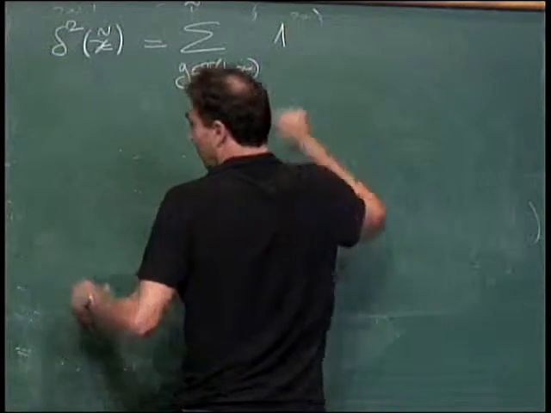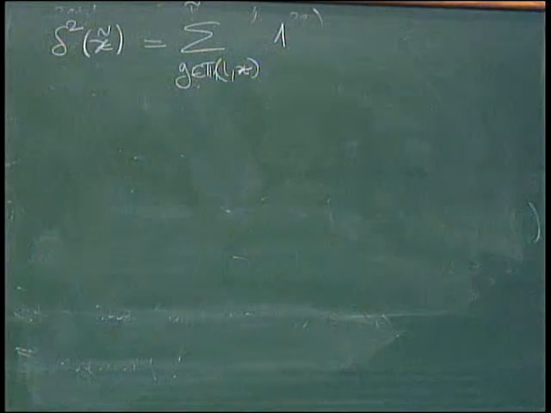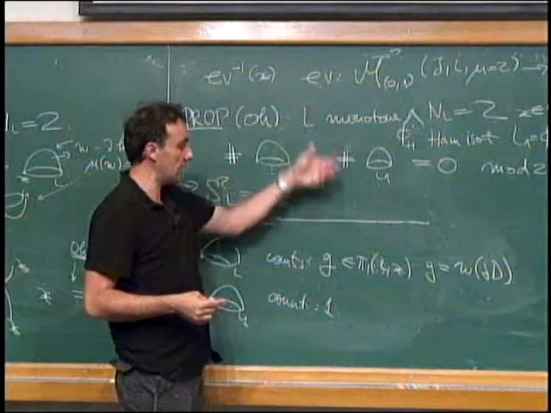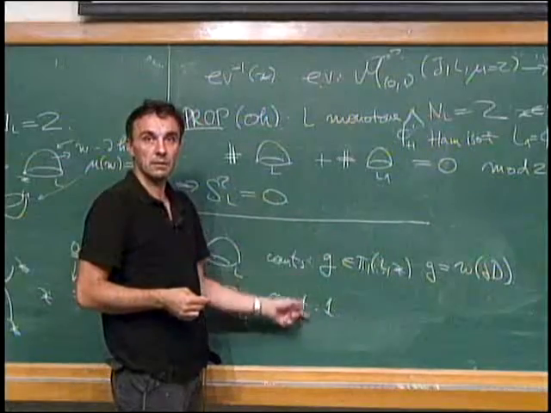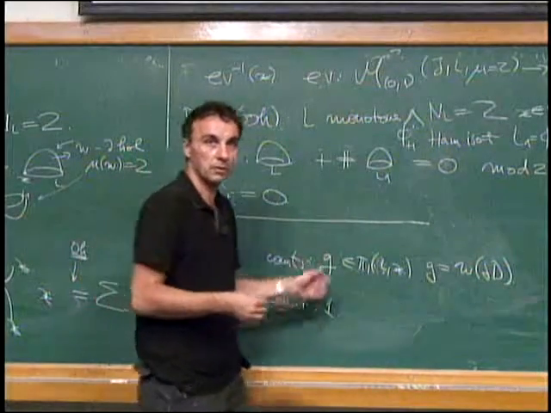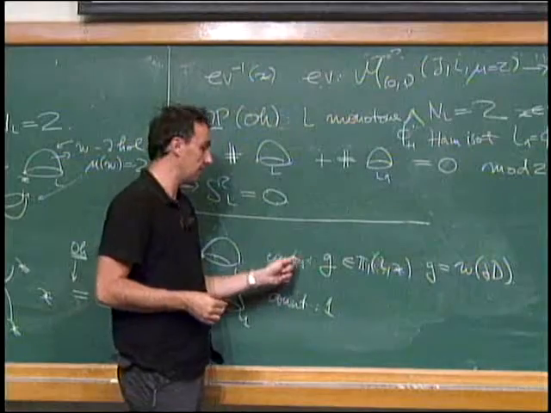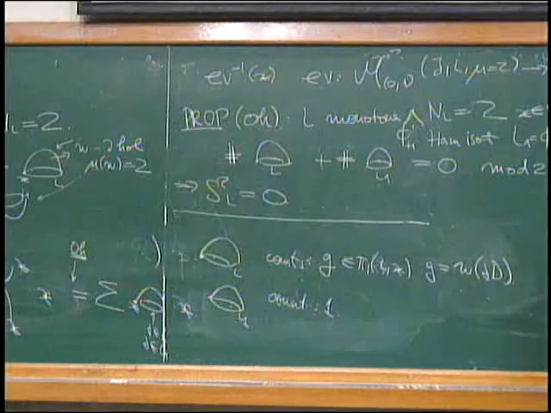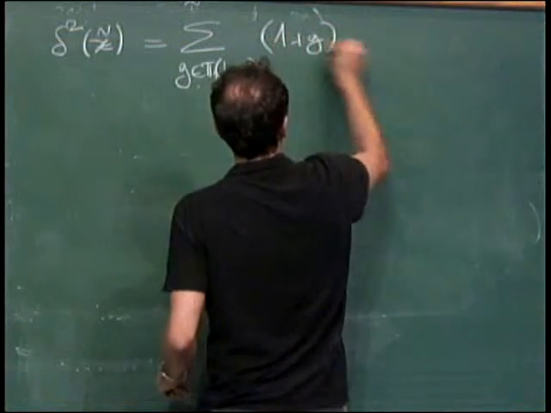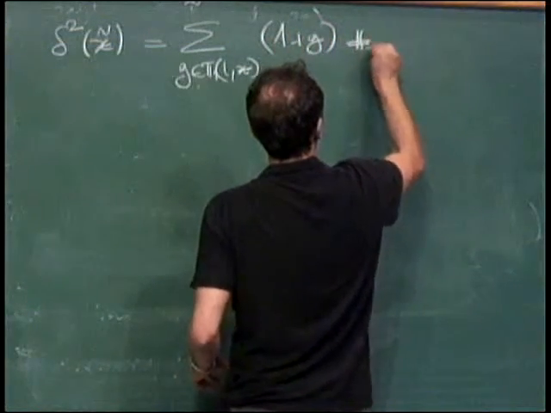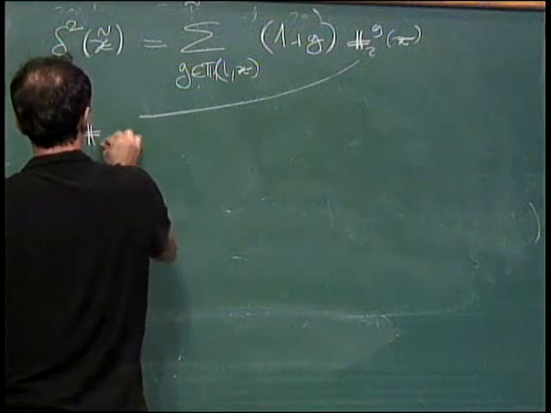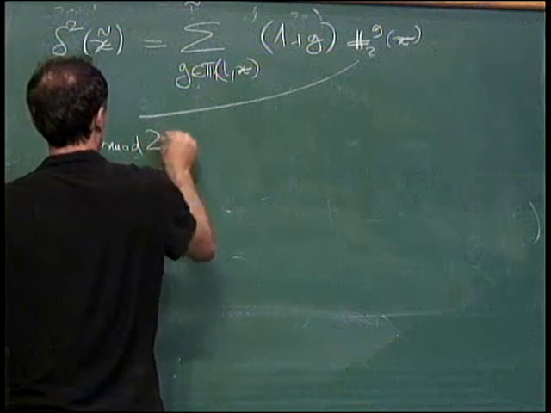So now I will write 1 plus G because modulo 2, as stated here, these disks are in the same number modulo 2. So I have the same number of G's as a number of 1's modulo 2. So I will take 1 plus G. And then here I will write this. So this is the number modulo 2 of disks.